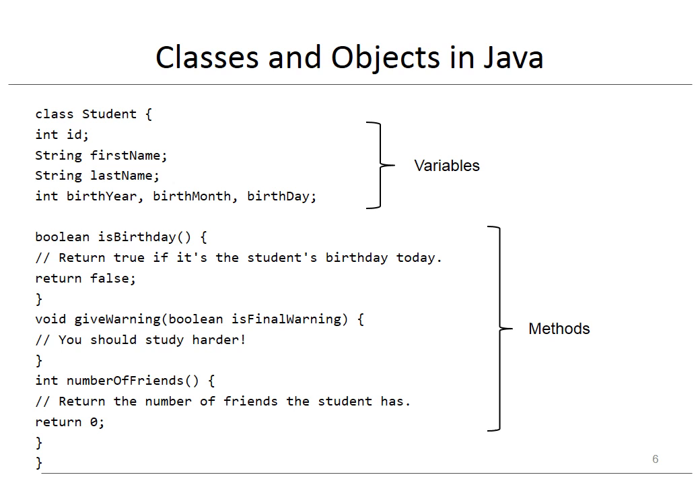A method can take an arbitrary number of arguments, separated by commas, and for each argument, the type needs to be specified. Even when the method has no arguments, the parentheses need to be added to the method names, as illustrated with the isBirthday and numberOfFriends methods.